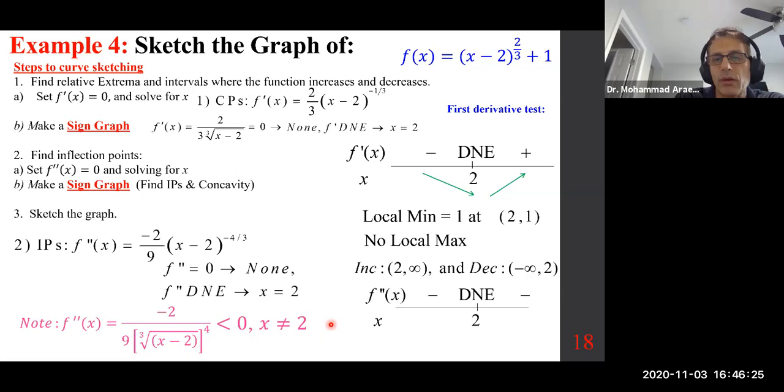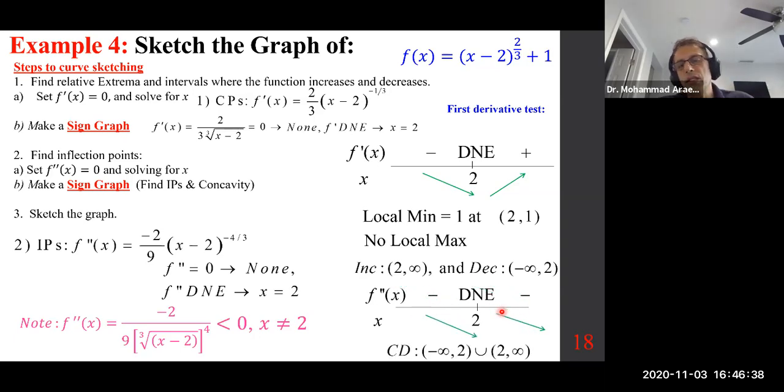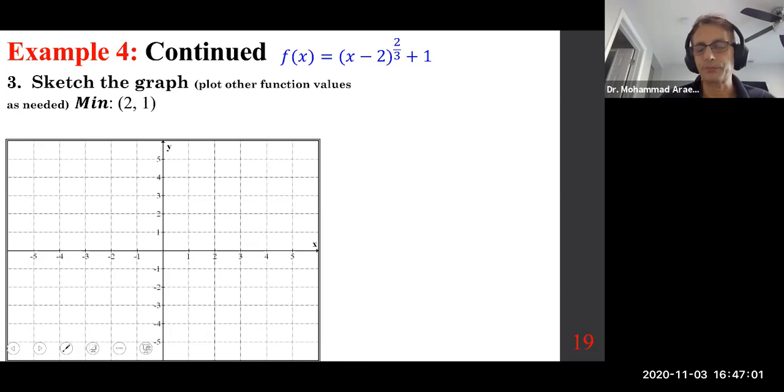And if you look at the sign graph, everybody, the same thing happens here. Negative and negative, that means concave down, but it's not from negative to positive infinity. Rather, it's from negative infinity to 2, union 2 to infinity. And I want you to pay attention to that, and also what I wrote here. x cannot be 2. That's why you write it this way. Otherwise, if it is concave down everywhere from negative to positive infinity, it is really a smooth curve. All right.